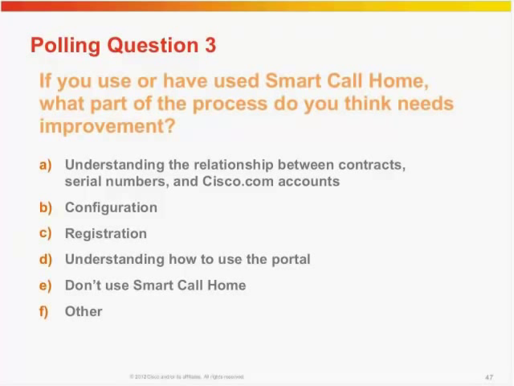Okay, let's follow up with our last polling question. If you use or have used Smart Call Home, what part of the process do you think needs improvement? A, understanding the relationship between contracts, serial numbers, and Cisco.com accounts. B, configuration. C, registration. D, understanding how to use the portal. E, don't use Smart Call Home. F, other. Take a moment to answer on the right side.